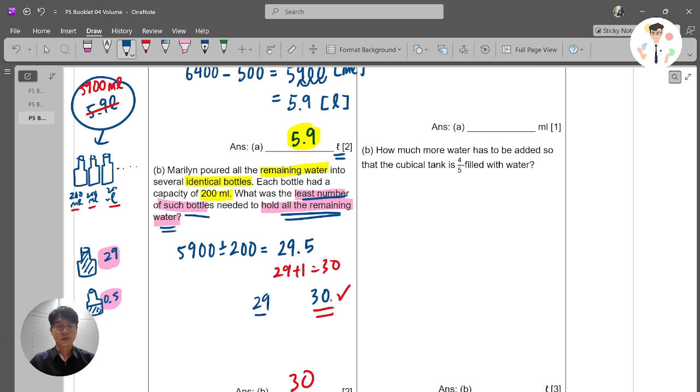Okay, so that's all for this question. Please be very careful with the words they use in the question.